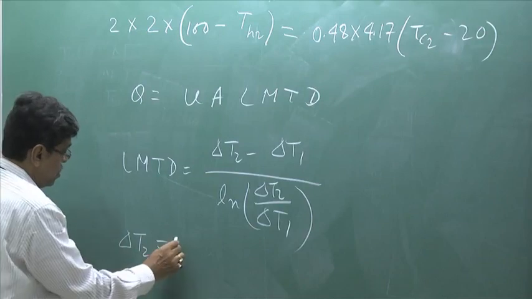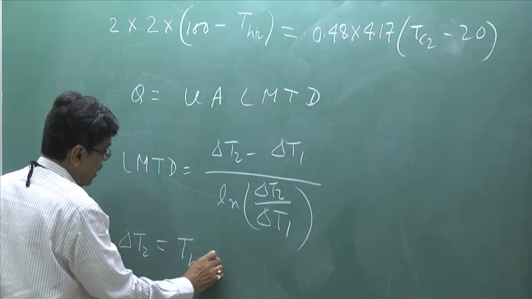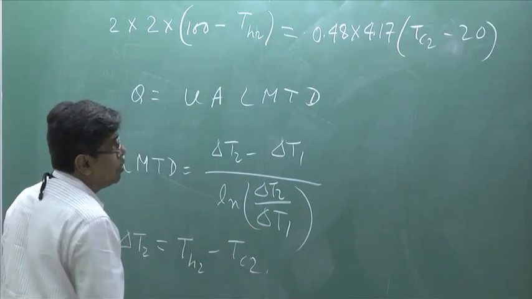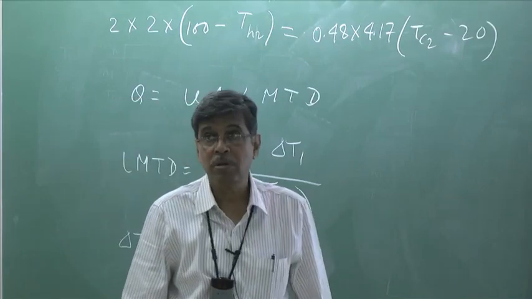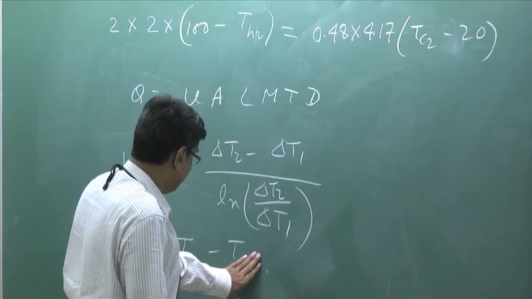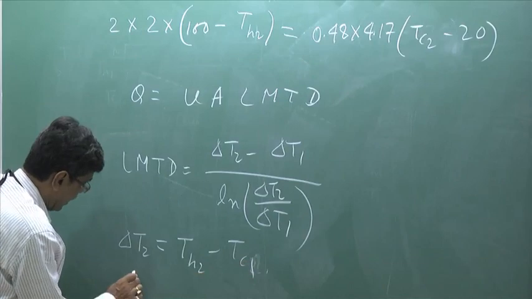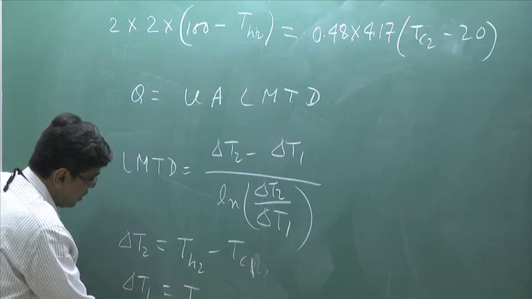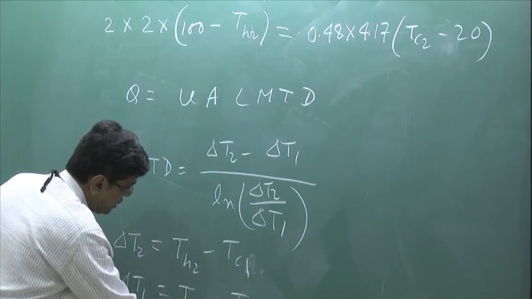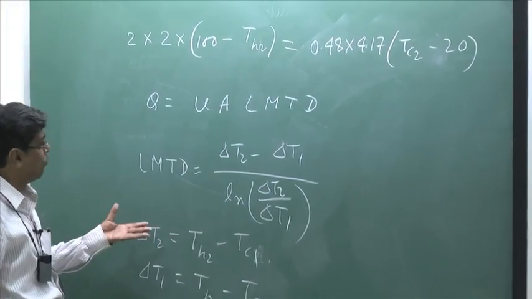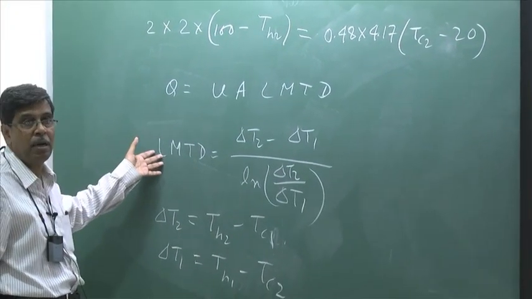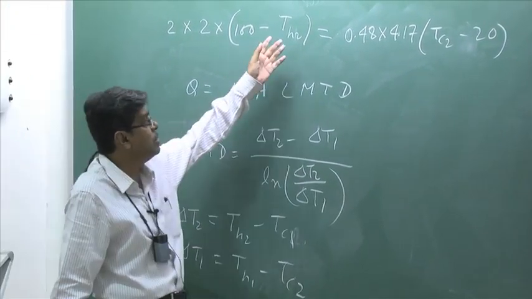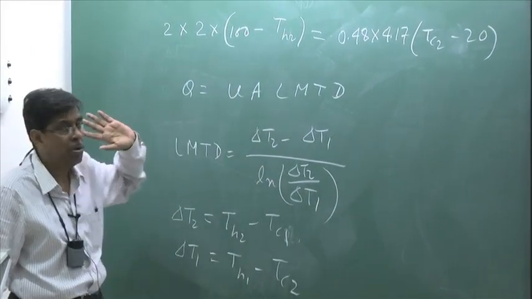TH2 minus TC2. Nothing is known. Counter flow: delta T2 is TH2 minus TC1, and delta T1 is TH1 minus TC2. Now I cannot find out the LMTD because I don't know this TH2 and TC2.